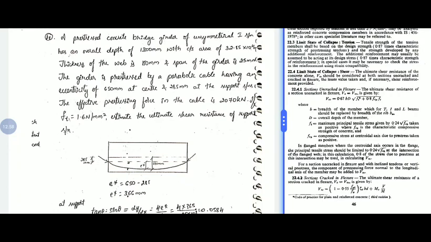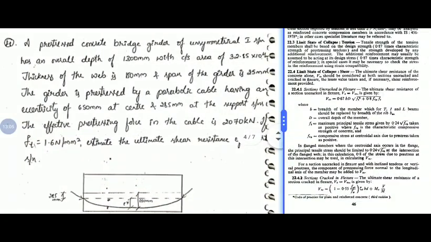So in this problem, there is a small difference. The area is given, overall depth is 1300 mm, web thickness is given as 150, and span is 25 meter. But you should observe the profile of the cable, parabolic, with eccentricity of 650 at the center. So with respect to the centroid of the section, it is 650 mm below, and eccentricity of 285 at the support, but remember here it is not mentioned whether it is above the neutral axis, so we need to consider it as below the neutral axis only.